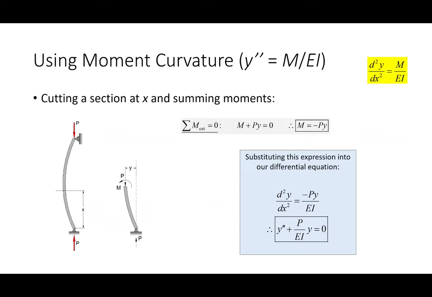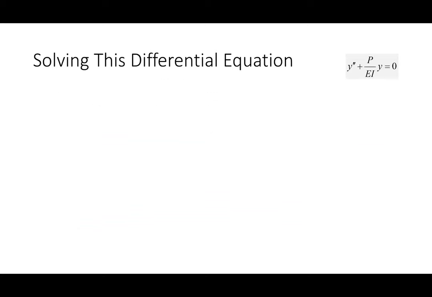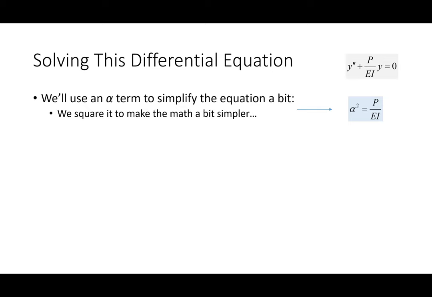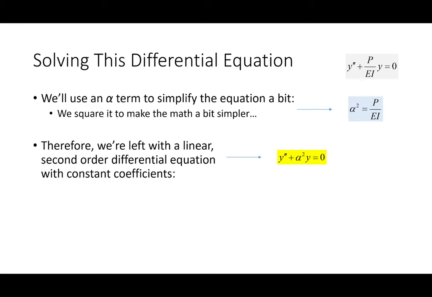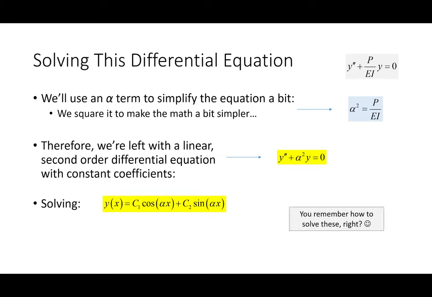And for math's sake, I'm going to take this term P over EI and call it alpha squared, okay? The only reason I'm doing that is to make the differential equation a bit easier to solve. And speaking of, I'm going to have this differential equation. Okay, this is the differential equation that I'm going to have to solve, right? Now, this is the solution, okay? Y'all remember how to solve these, right?